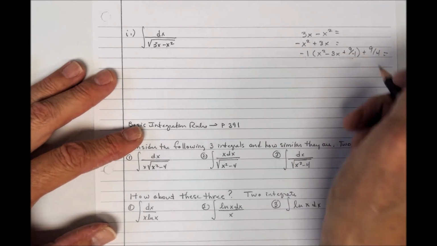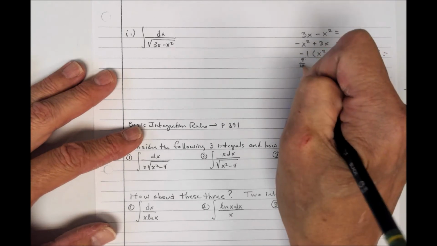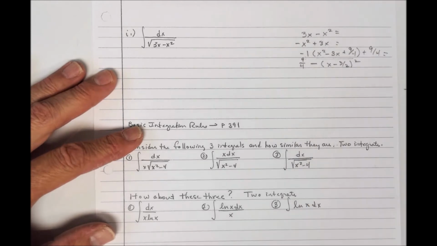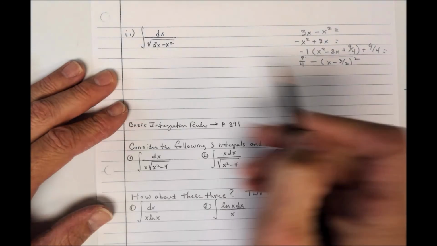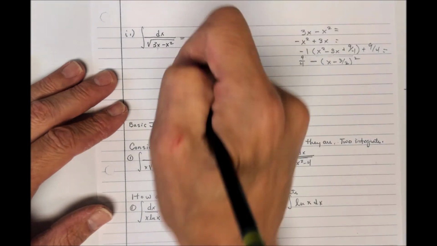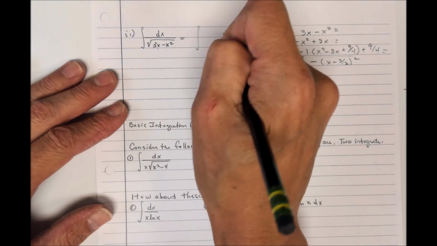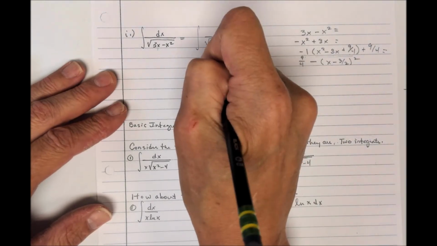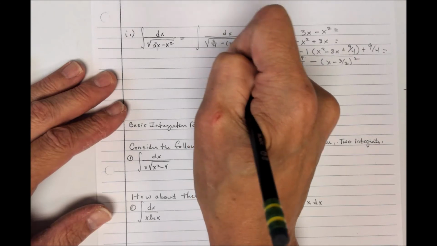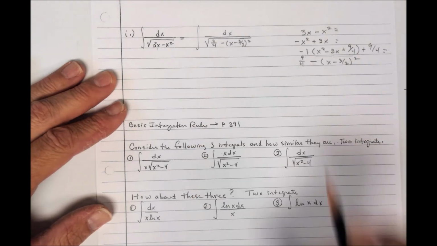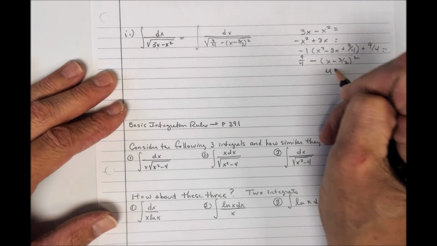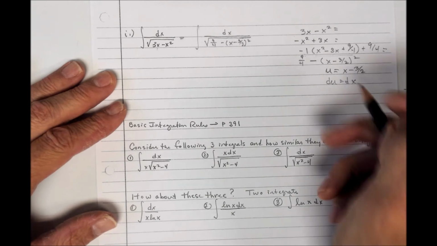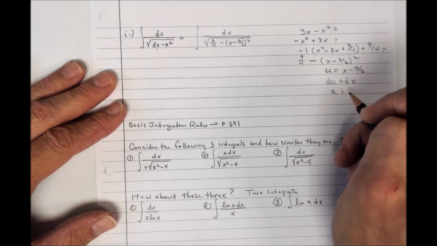I hope. So now I'm going to pop him out in front. I'm going to write 9 fourths minus the quantity x minus 3 halves quantity squared. And by rewriting this into this, I fit the form, or at least a lot more closely, to an arctan. This is the square root of 9 fourths minus the quantity x minus 3 halves quantity squared. So in this case, my u would be x minus 3 halves, so that means my du is dx, that's nice. And my a would be 3 halves, the square root of 9 fourths.